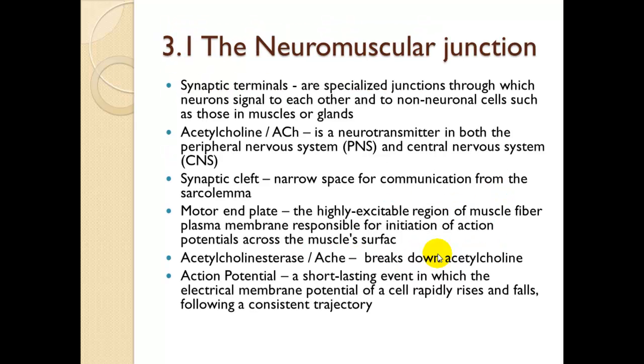The neuromuscular junction. Synaptic terminals are specialized junctions through which the neurons signal to each other and to non-neuronal cells such as those in the muscles or glands. Acetylcholine, and you need to wrap your head around this term right now, you're going to hear it again. Acetylcholine is a neurotransmitter in both the peripheral nervous system and the central nervous system. So this works in our somatic nervous system, where we have actual physical control, and this also works in our central nervous system, where there's more autonomic function, to where it kind of runs by itself.